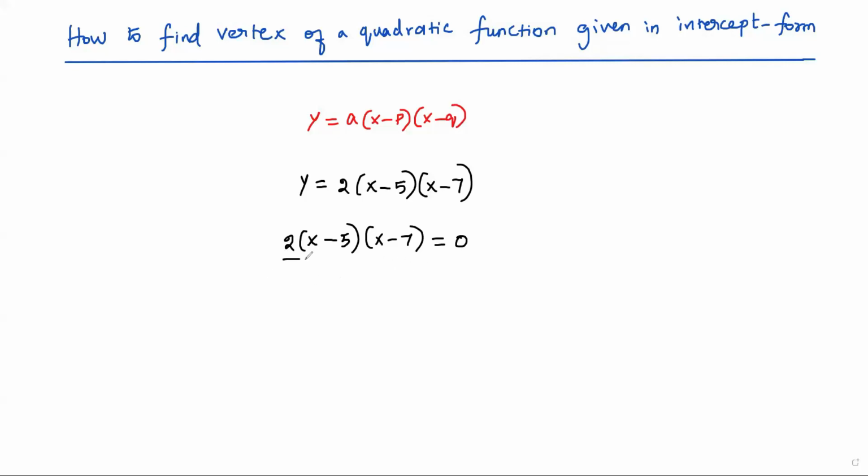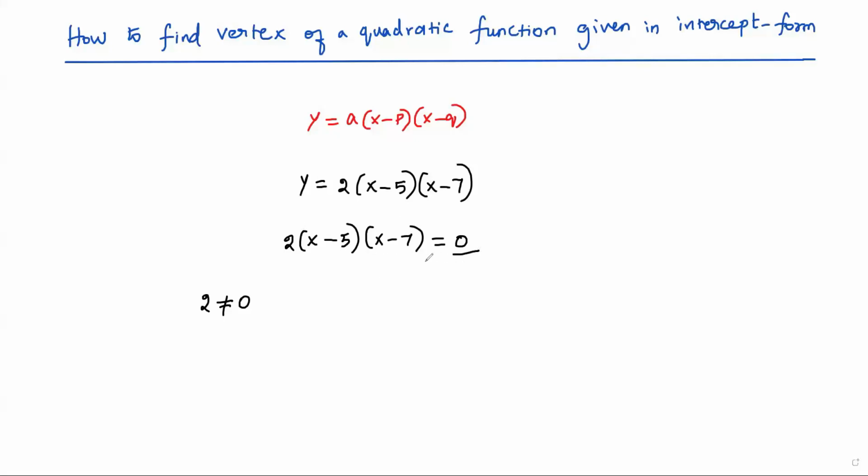Here the product of the three quantities, 2, x minus 5, and x minus 7, is equal to 0. Whenever the product of two or more quantities is equal to 0, one or more quantities has to be 0 so that the product can be 0. But I'm pretty sure the first quantity, 2, cannot be 0 because it's a constant. It can never be equal to 0. So either x minus 5 has to be 0 or x minus 7 has to be 0, because these two quantities contain the variable. For example, if x is equal to 5, this quantity will become 0. If x is equal to 7, this quantity will become 0.